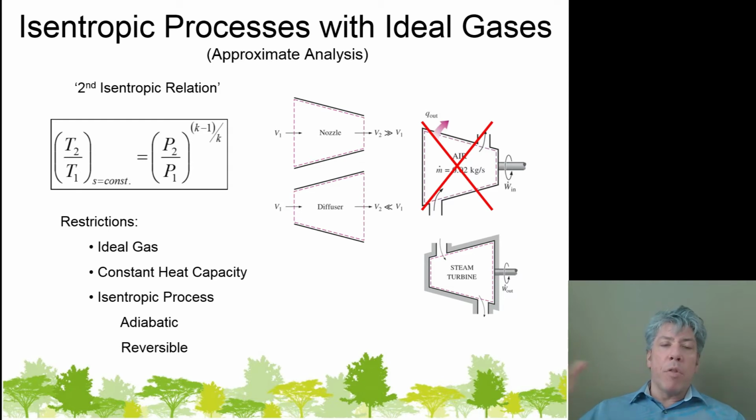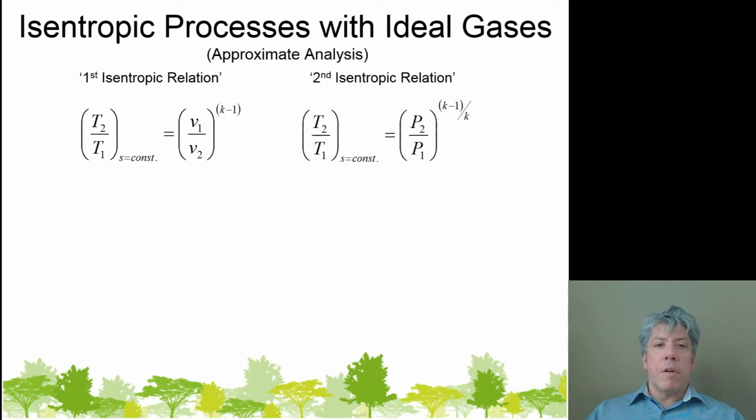It can't be some 1,000 Kelvin change in temperature. It has to be an isentropic process. In other words, there has to be no heat transfer and it has to be reversible. Now you may have noticed that the first and second isentropic relationship look quite a bit alike. They both have a temperature ratio on the left-hand side.